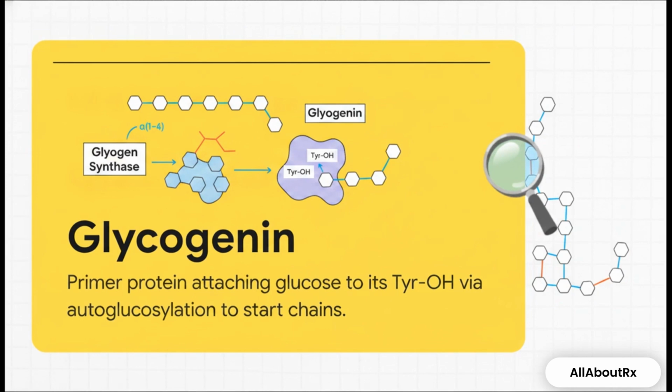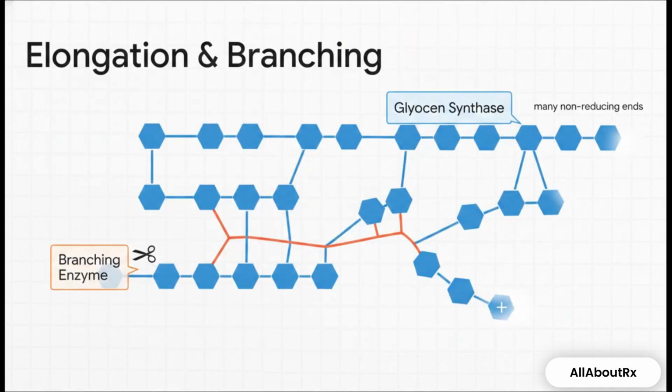But here's a pretty wild biochemical quirk. The main builder enzyme, glycogen synthase, actually can't start a brand new chain from scratch. It needs an existing chain to add on to. So if your cellular glycogen stores are totally wiped out, how do we even begin? Well, a protein called glycogenin steps up as the essential primer. It literally builds a short starter chain by attaching glucose directly to its own tyrosine hydroxyl group. We call that autoglucosylation. Once that primer is laid down, glycogen synthase takes over as the master builder.